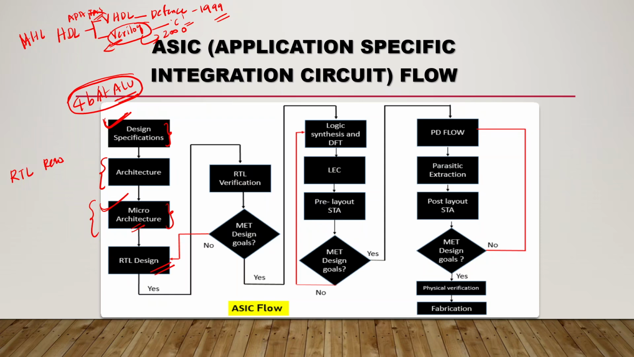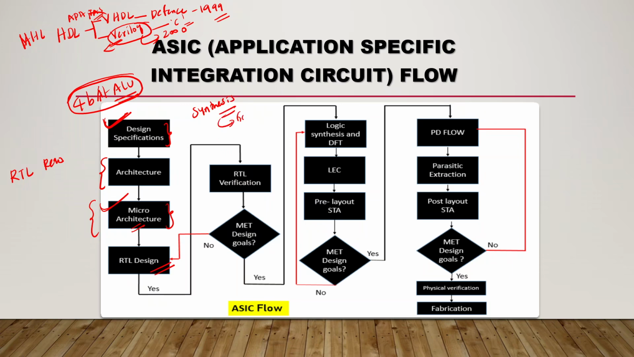There are different types of modeling styles: structural modeling, data flow modeling, behavioral modeling, and gate level modeling. If you are writing programs in data flow modeling and behavioral modeling, we call that RTL design. That modeling will be converted through synthesis into a gate level netlist.